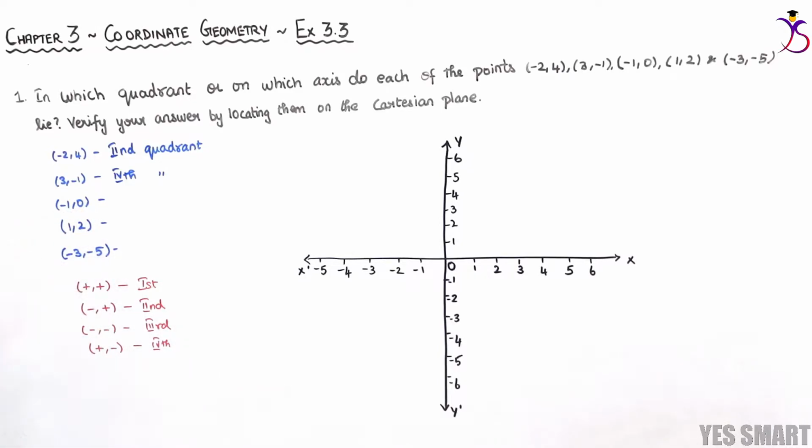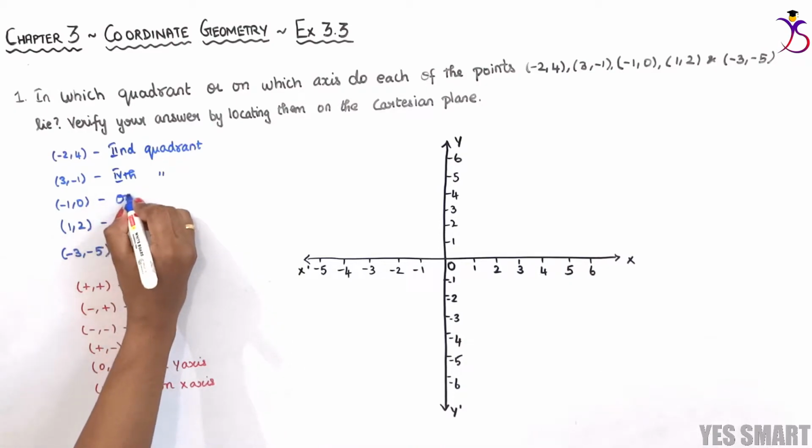Also, we know that these come under special cases. That is, if it is (0, y), some value for y, then it is on the y-axis. If it has some value for x and 0 for y, then it lies on the x-axis, because the x has the value, so it lies on the x-axis. Here we have a value for x alone. Therefore, this lies on the x-axis.